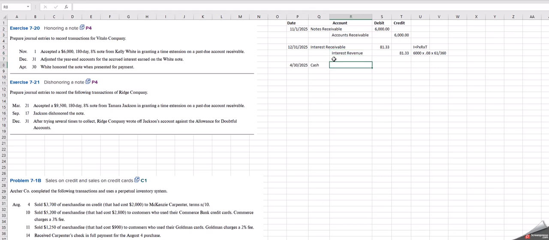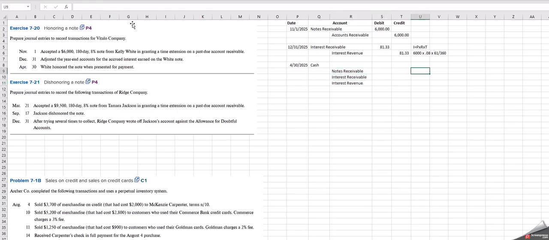Then they're going to end up paying us on the due date. So we would debit cash. We are then going to credit notes receivable. We are going to credit the interest receivable. Oops, I didn't spell receivable right up there. And then we're going to credit interest revenue.